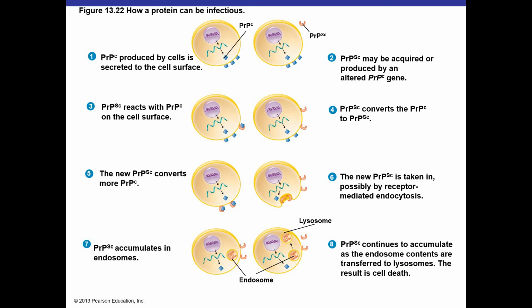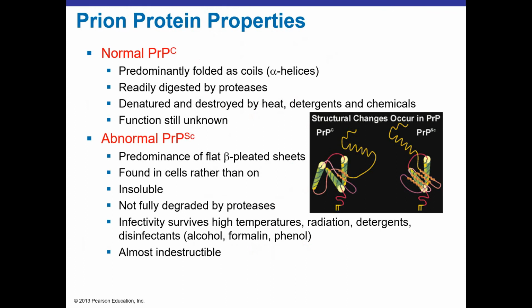So if we look at this life cycle, again, it is a normal protein, but when the disease form shows up, it interacts and basically causes everything to be taken into the cell. And as that disease form of the prion accumulates in the endosomes, some of the contents gets transferred to the lysosomes, and that results in the death of the cell. And that's why these are always going to be fatal diseases.